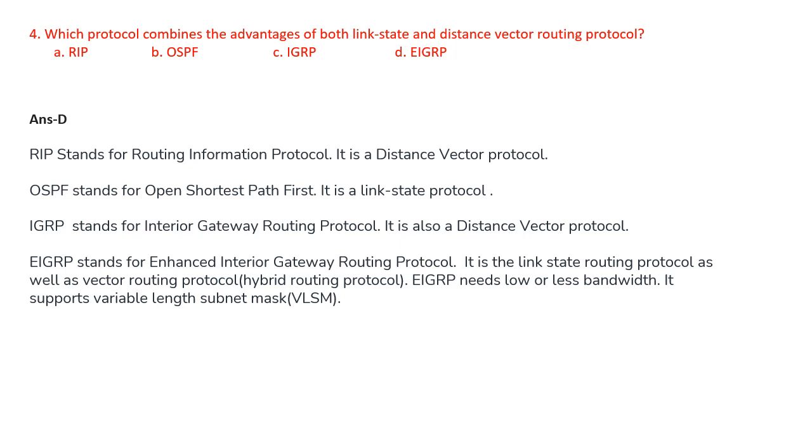EIGRP stands for Enhanced Interior Gateway Routing Protocol, and it is a link state routing protocol as well as a distance vector routing protocol. It is also called a hybrid routing protocol. EIGRP needs less bandwidth, and it supports variable length subnet masks. Now move to the next question.